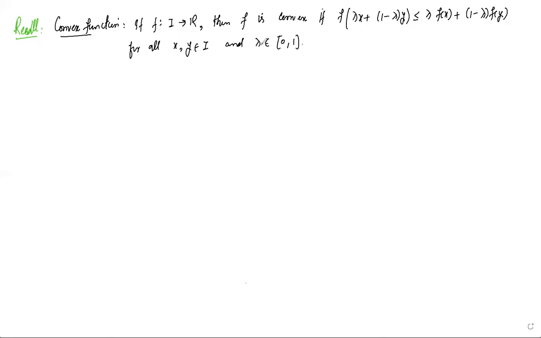Now the significance of this lambda belonging to 0, 1 and this linear combination lambda x plus 1 minus lambda y is that, as we choose lambda belonging to 0, 1, lambda x plus 1 minus lambda y is a point in this interval I. So this way we have defined a convex function, and similarly if f of lambda x plus 1 minus lambda into y is greater than or equal to lambda f of x plus 1 minus lambda into f of y, then we call such a function a concave function.